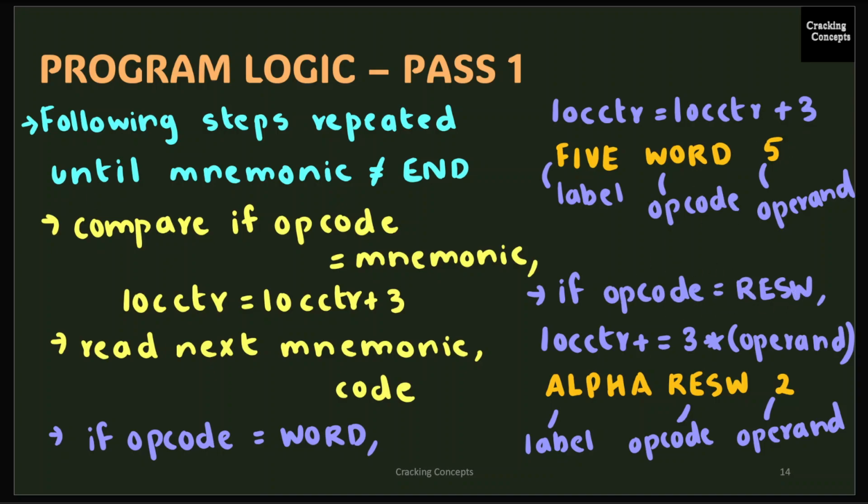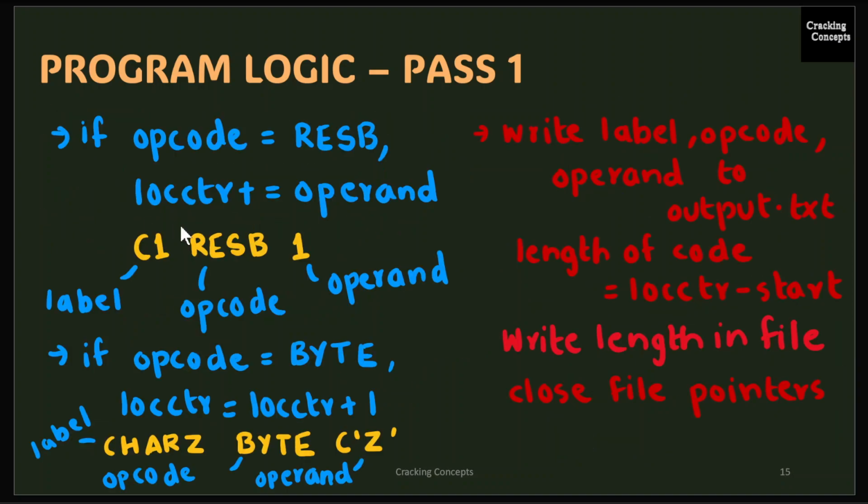If it's a reserved word, then it takes 3 and multiplies it with the operand. So here the operand is 2. So 3 into 2 will be 6. Here it is simply adding 3 even though we have a 5 here because the size of a word is 3 bytes. Then if the opcode is a resb, we'll simply add the operand to the location counter. Here operand is 1, so 1 is added to the location counter. Then if the opcode is a byte, it will take the length of the constant following byte. Here the length is 1, so 1 is added to the location counter.